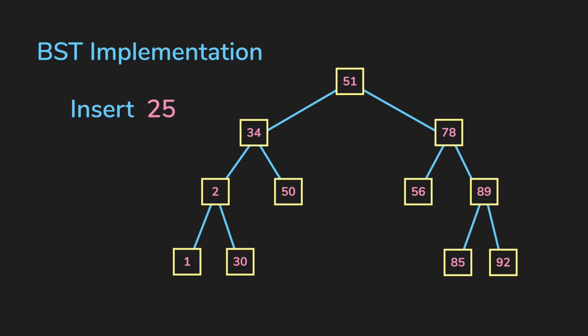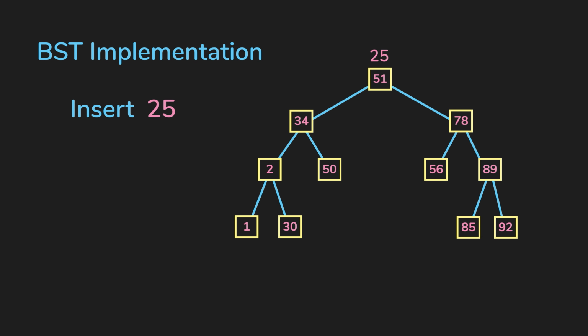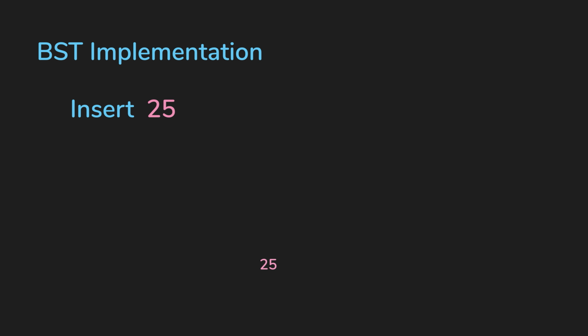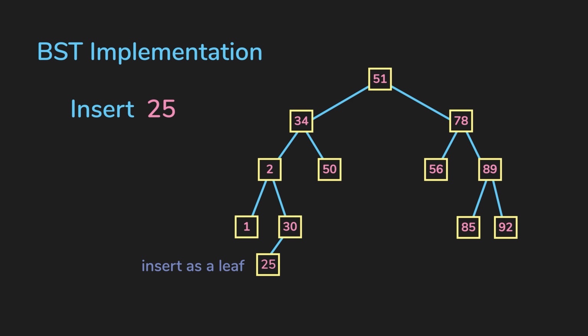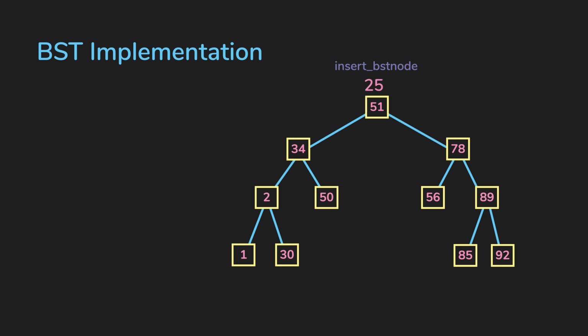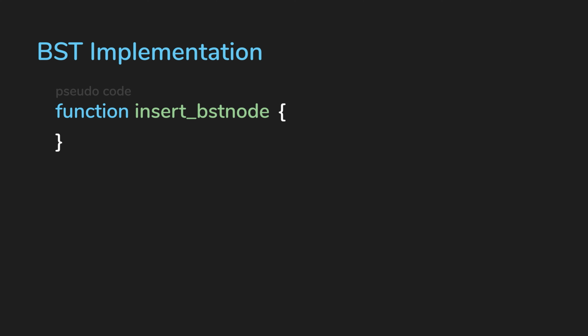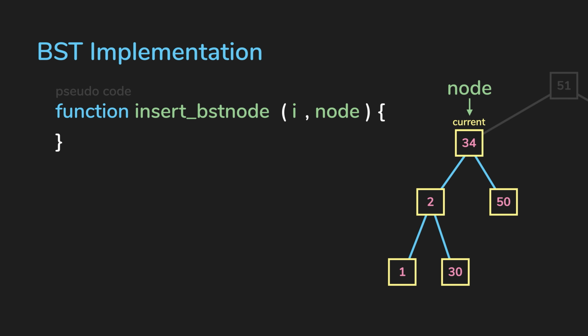So to sum it up, we start at the root, compare the values, which will decide whether we'll go left or right until we find an empty spot, and then we add the new node to that spot as a leaf. To do that, we'll write a recursive function that will be called at each node down the branch. That function will take in an integer, which is the value for the new node, and it should also take in a BST node, which is the current node we're at.